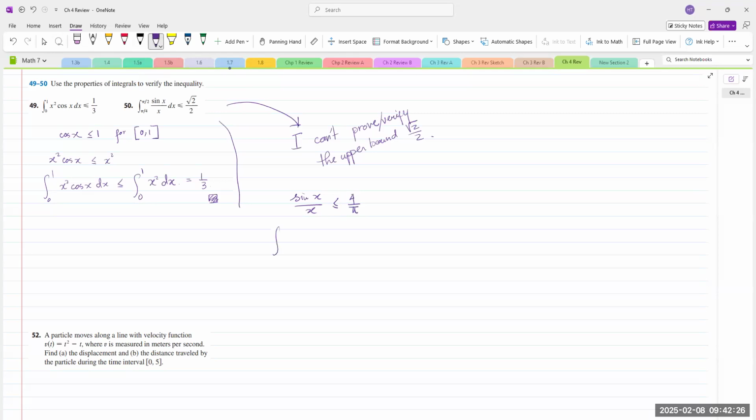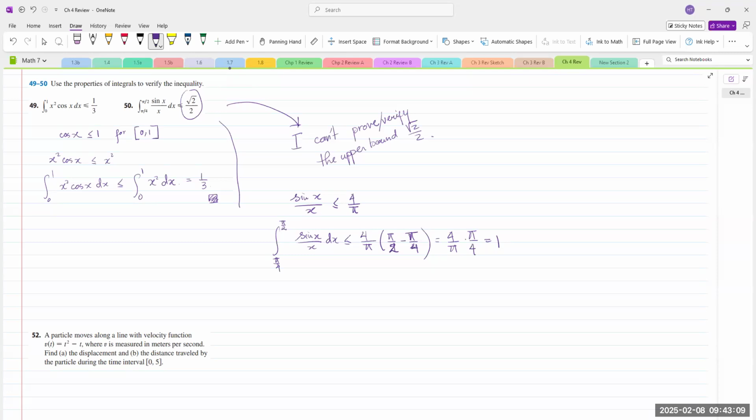Okay, and then the integral from pi over 4 to pi over 2 of sine x over x dx. This is bounded above by 4 over pi times the length of the interval, which is pi over 4, which is 1. Okay, but 1 is still greater than this. I can't really say it that way. I cannot achieve what I want.